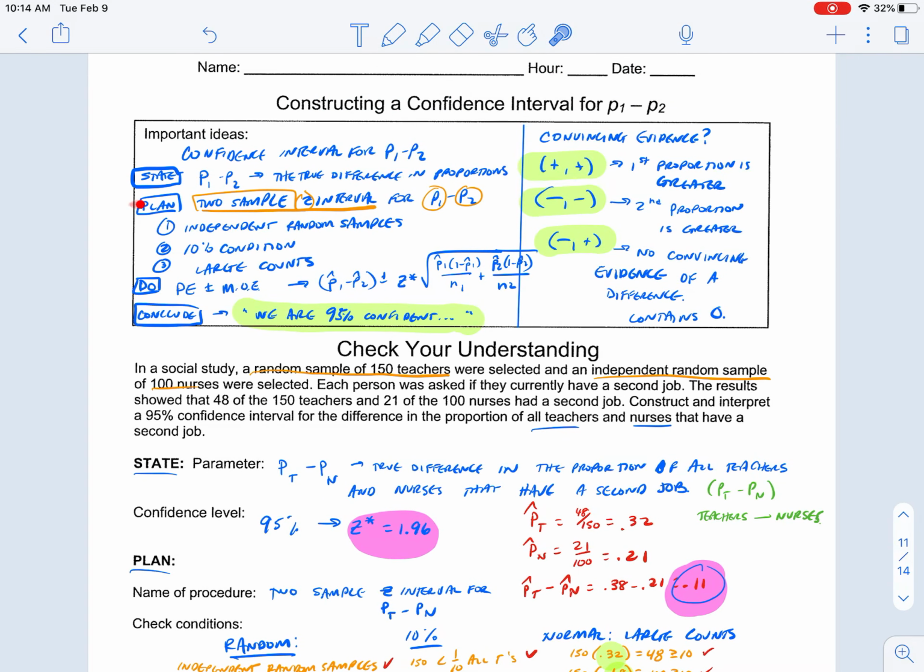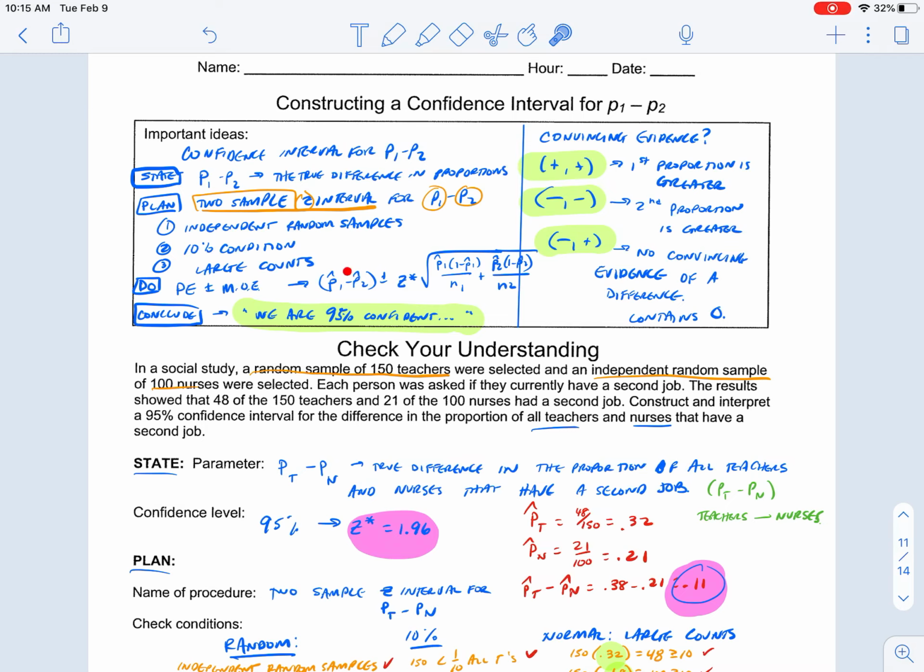All right, so let's review what we did here. Up top, we talked about our 4-step process: state, plan, do, and conclude. And we talked about stating our true difference in proportions here. Our plan was to do a 2-sample Z interval for p hat 1 minus p hat 2, and that was a Z because we're doing proportions here. We check our 3 conditions: independent random samples, 10% condition, and large counts. We need to do that for both P1 and P2. And once we verify those conditions, we've laid everything out to do the do.